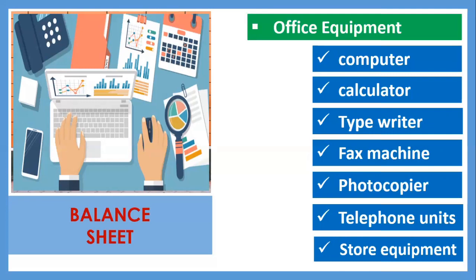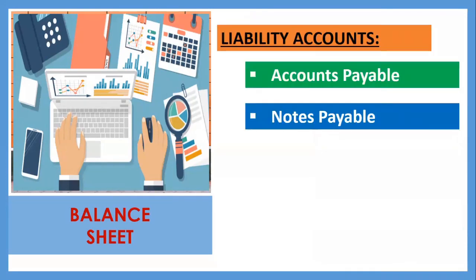What about liability accounts? Under liability accounts, we have two. First, we have accounts payable, and we also have notes payable. Accounts payable represents the liability accounts of the company arising from purchase of merchandise that is intended for sale. On the other hand, notes payable represent the liability accounts supported by a promissory note issued by the company. Okay, so these are our liability accounts.